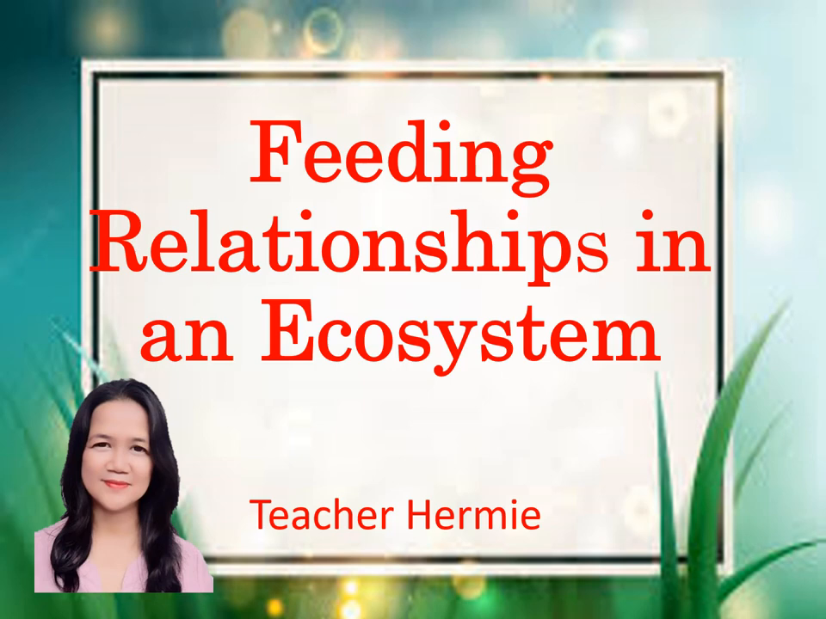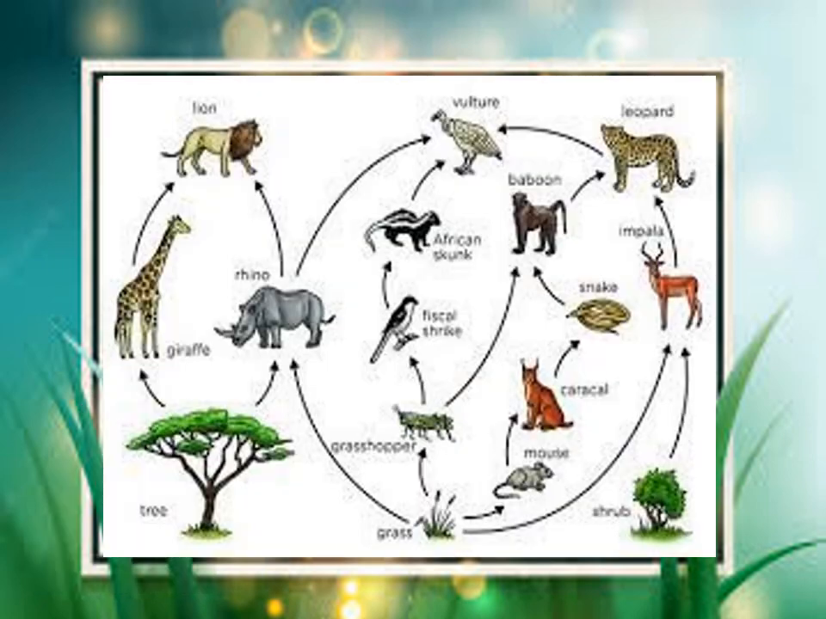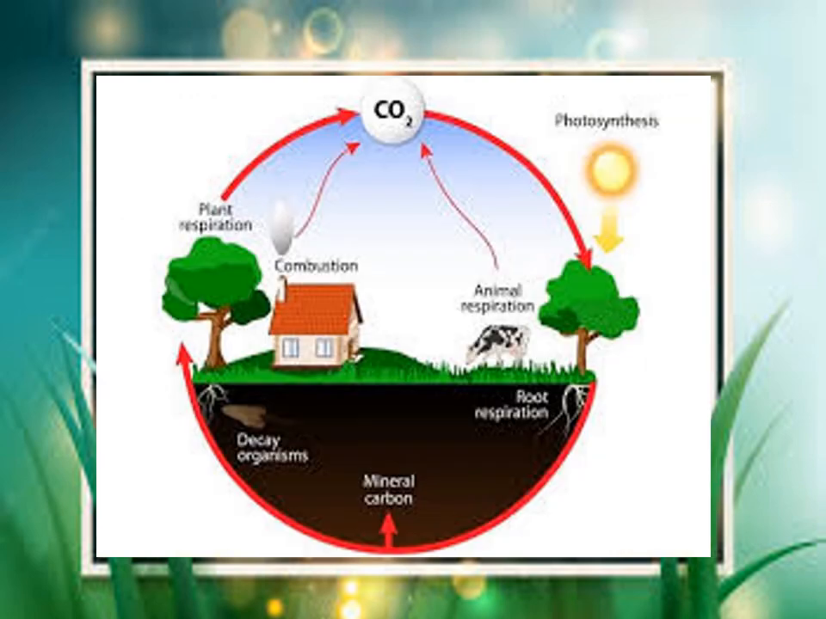For today's video, we are going to discuss the feeding relationships in an ecosystem. Organisms in an ecosystem are interconnected by their feeding relationships. The light from the sun is the source of energy for the whole ecosystem. How is it passed from one organism to another?